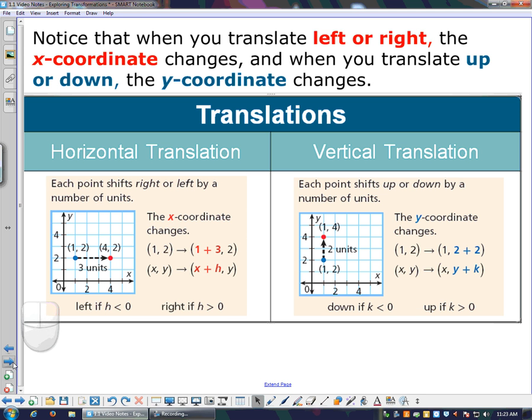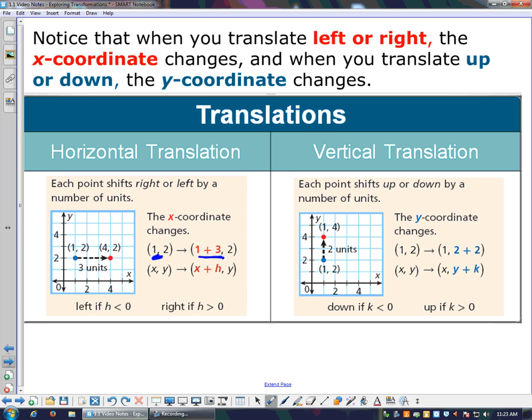Notice when you translate left or right, the x coordinate changes, and when you translate up or down, the y coordinate changes. In a horizontal translation, each point shifts left or right by a certain number of units. If, for example, you shift a point 3 units to the right, you can just add 3 to your original x coordinate, or to every x coordinate.